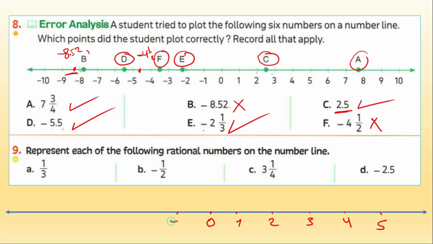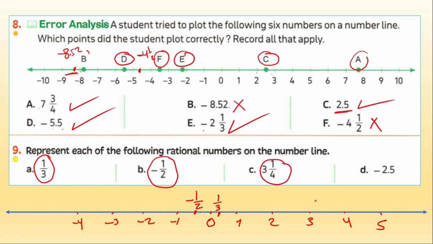Here negative 1, negative 2, negative 3, negative 4. Then you have a third, positive. A third means more than 0 and less than 1, in between 0 and 1. You can represent a third here. And then negative half. How? Between 0 and negative 1, just as the positive one is between 0 and 1. So we come here: negative half is in the middle between 0 and negative 1.